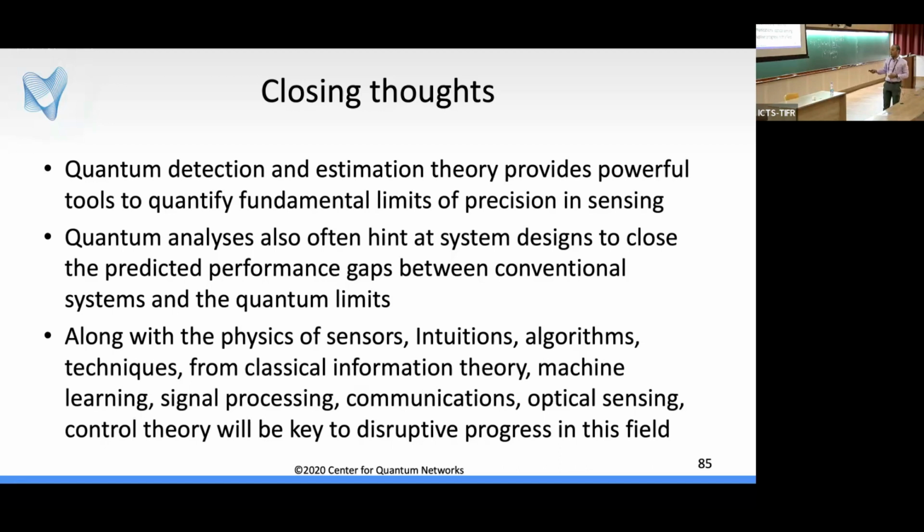And then one other important thing I would say is, well, I'm an engineer, all my degrees are in electrical engineering. I by no means am a physicist. I'm still learning from my physicist friends. But one thing I have seen is that there are a lot of intuitions, algorithm techniques, and tools from various classical fields, from information theory, machine learning, signal processing, digital communications, optical sensing, optical imaging, control theory. All of these will be necessary to be brought to bear along with the theory of quantum optics to really make disruptive progress in this field.